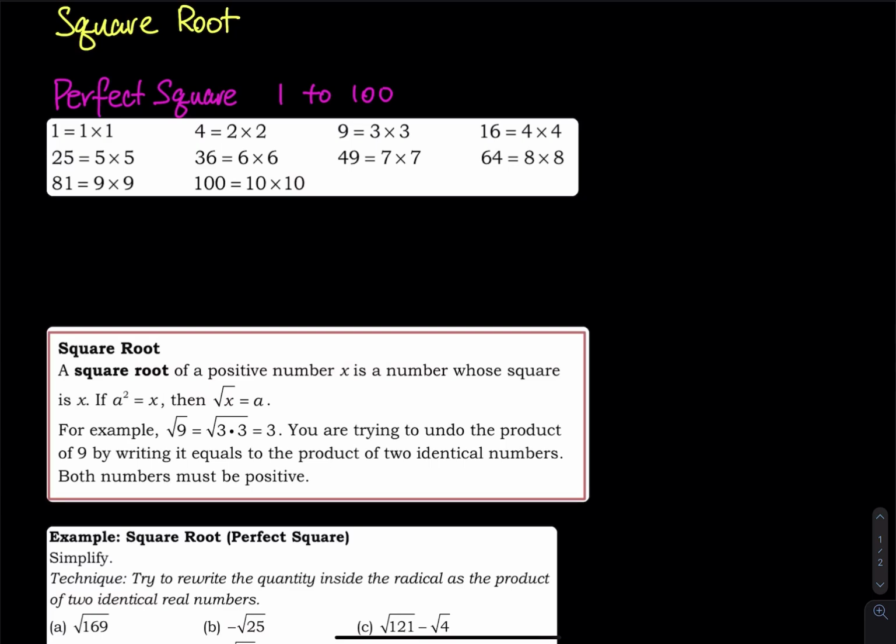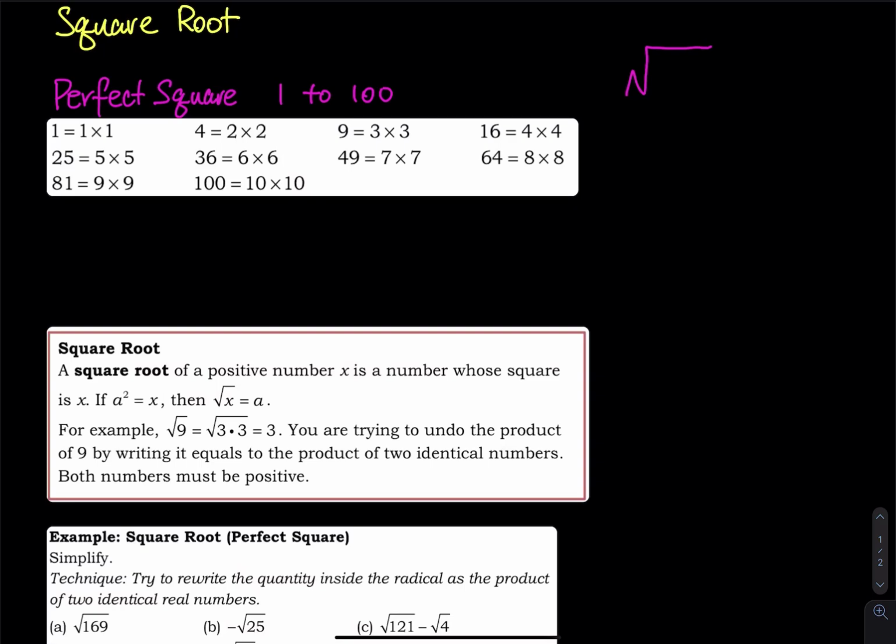And then I would like to introduce the square root. So this is the square root. What is a square root? Let's take a look. A square root of a positive number x is a number whose square is x. So if a squared is equal to x, then the square root of x is equal to a.